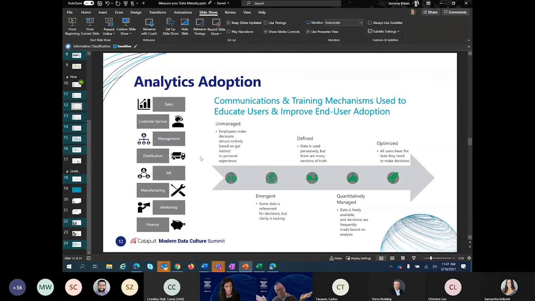And Jasmine, will you go back up one more slide? Because I want to hit on strategy. Yeah, absolutely. I think this is the most critical slide.